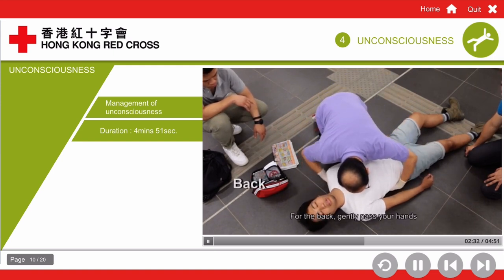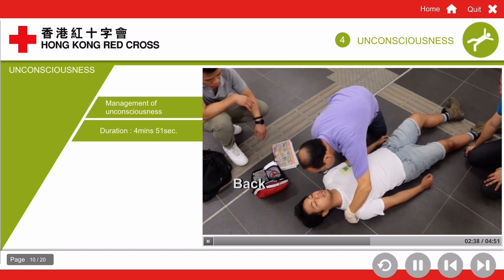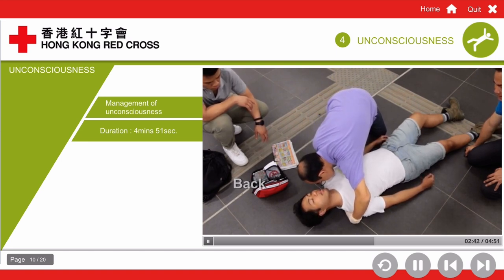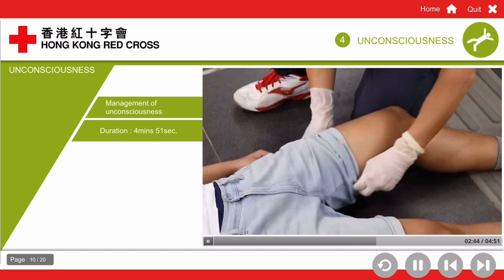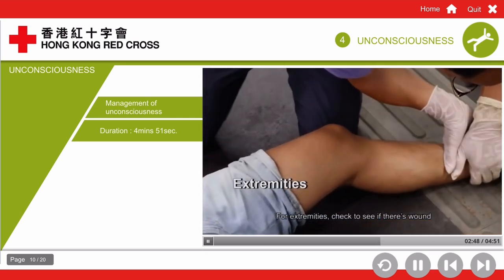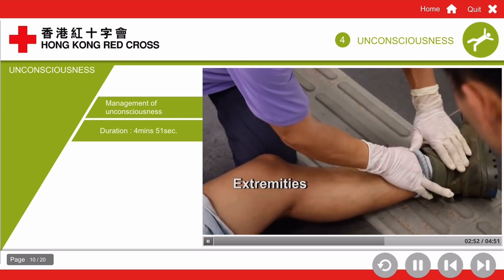Back. For the back, gently pass your hands on the back and check for bleeding, swelling and tenderness. Extremities. For extremities, check to see if there's wound, deformity and impairment in movement.